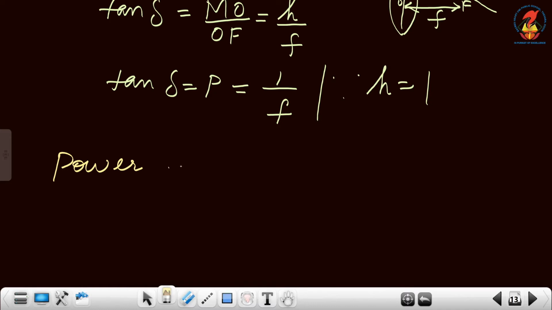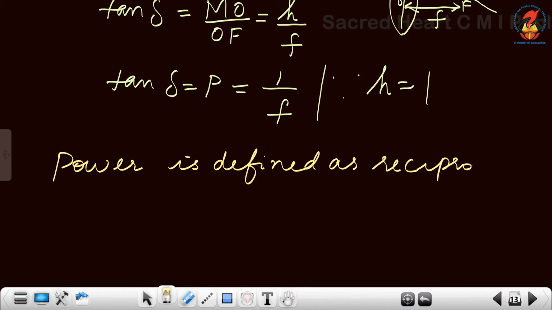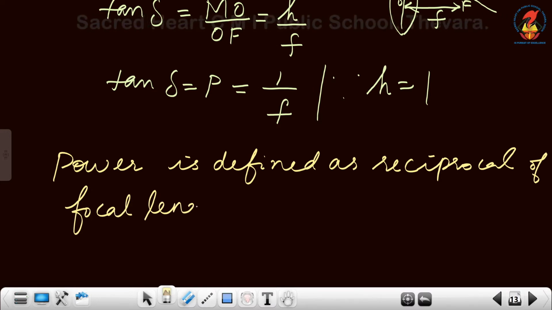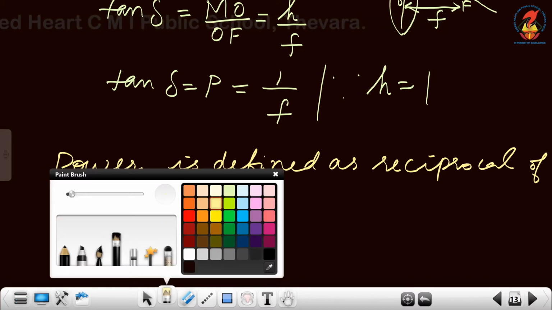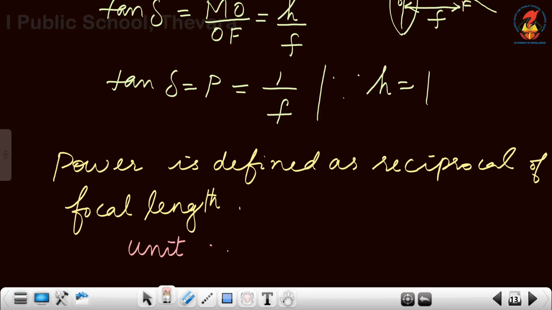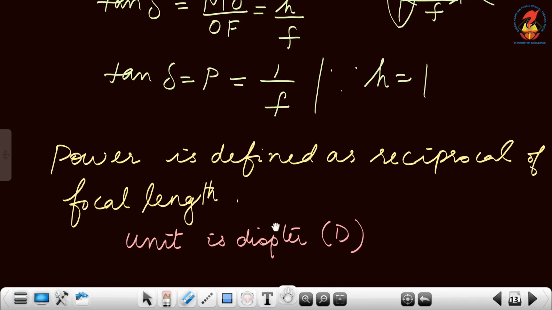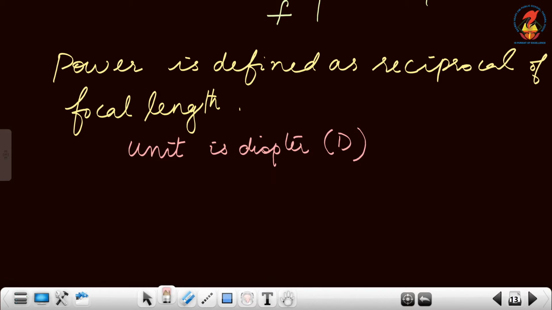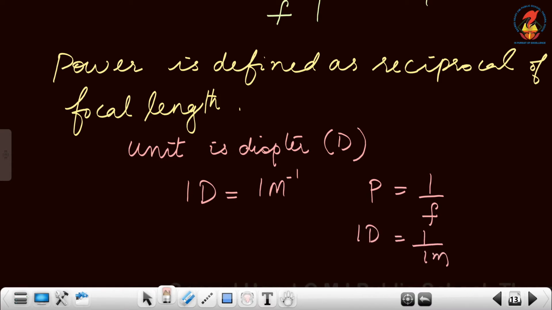Hence power can also be defined as the reciprocal of focal length. And what is the unit of power? Diopter, denoted by the capital letter D. One diopter is 1 meter raised to minus 1, since P is equal to 1 by f. So when P is 1 D, we get f as 1 meter. So 1 diopter is 1 meter raised to minus 1.